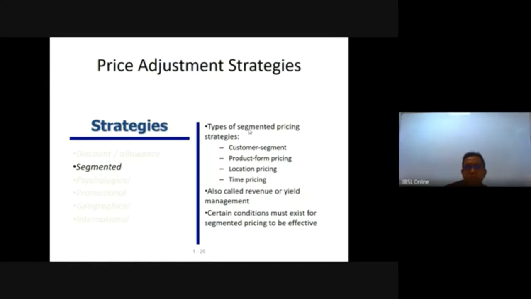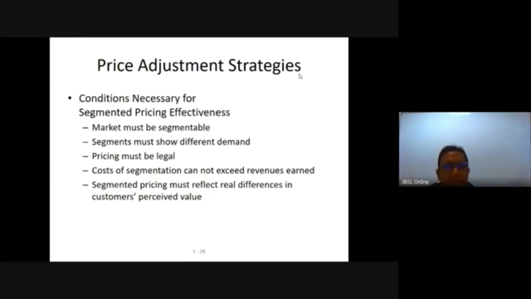I said segmented pricing, customer segment by customer segment. Take a salon. I told you product form pricing, say Lux liquid as against Lux soap. Location pricing is balcony pricing versus the rear stall or front stall. So various methods.